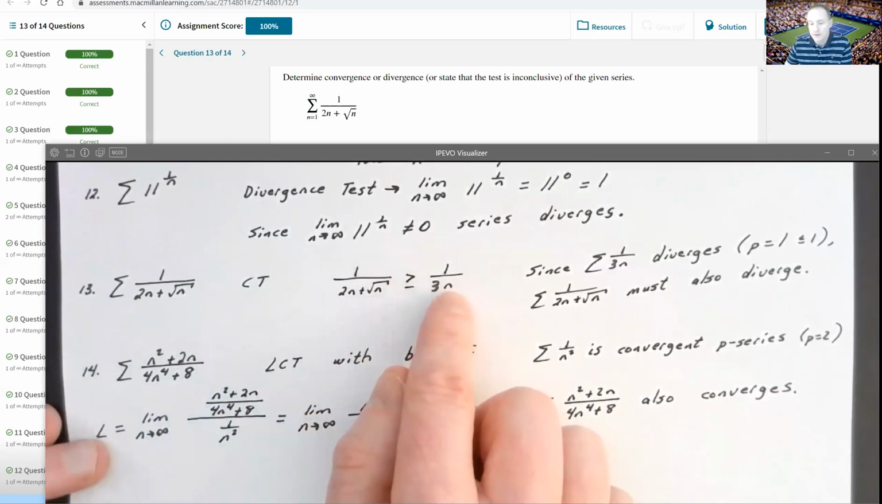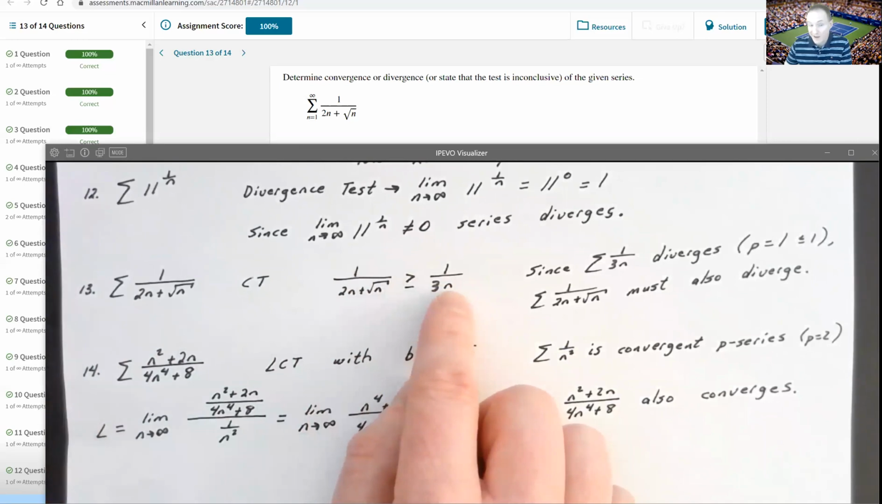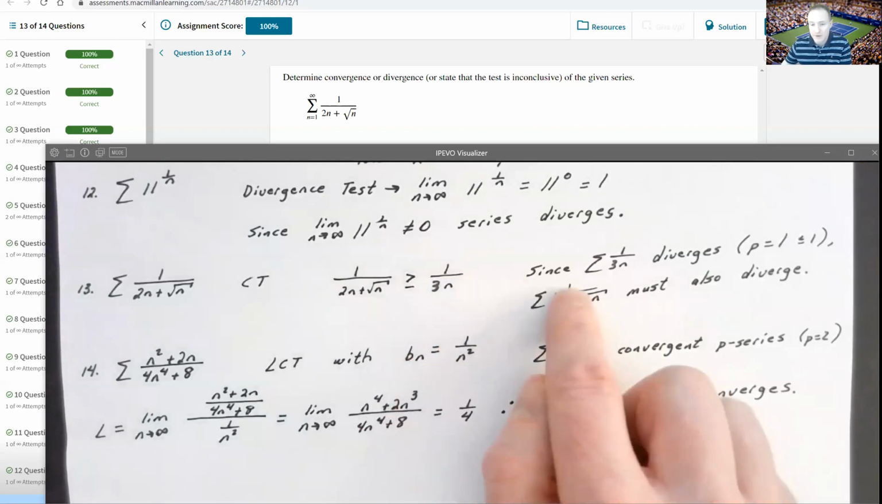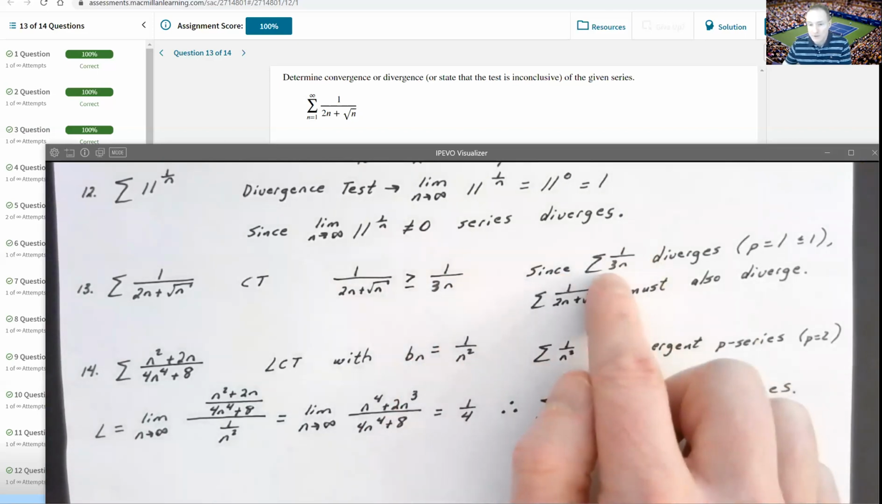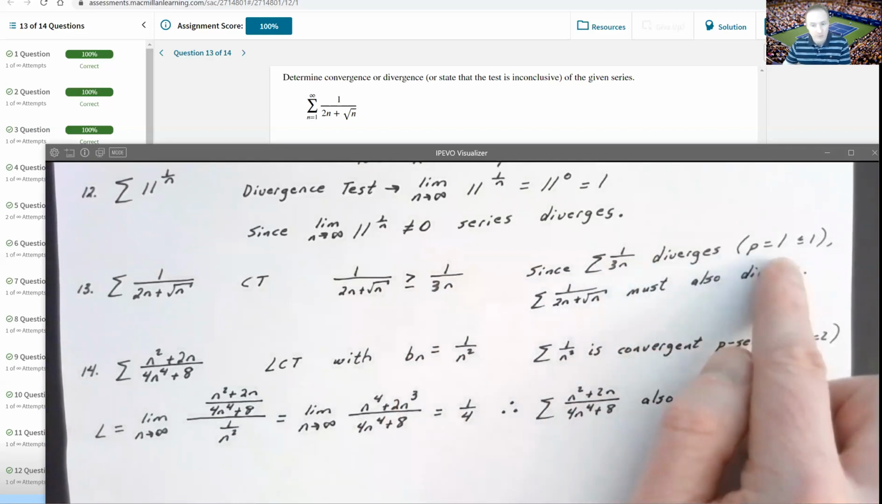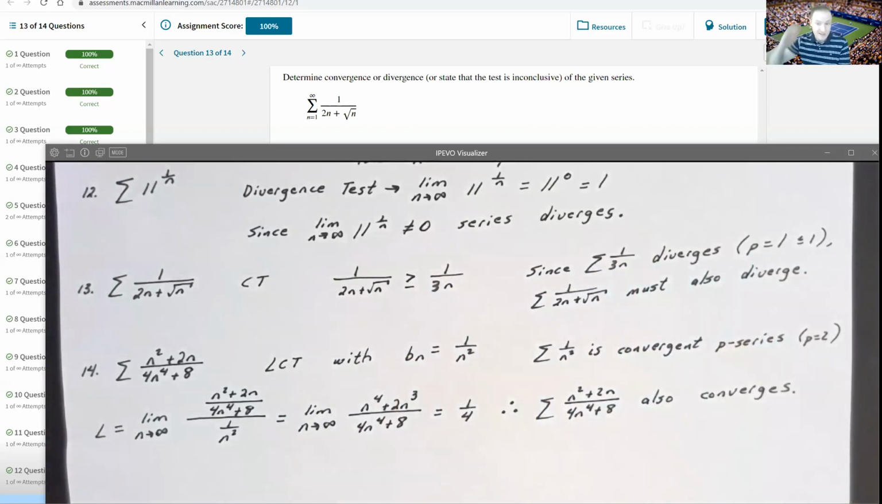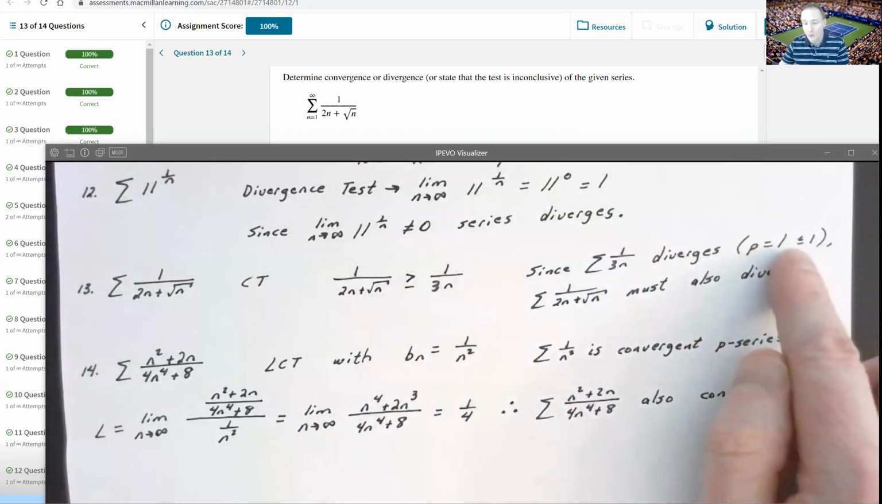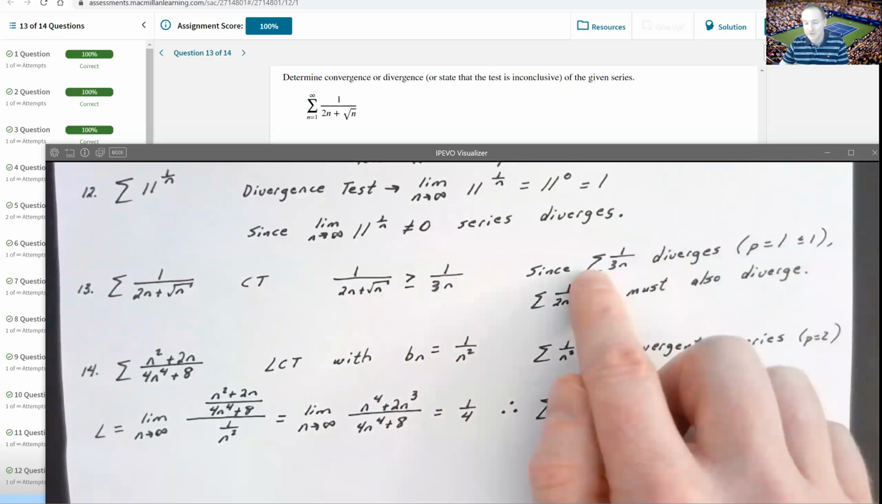Well, what do I know about the general term of this series? I know it's a p series with p equals 1 because the degree difference in the numerator and denominator is 1. So I can say, since 1 over 3n is a p series that diverges since p is 1, please remember the p series test tells you that it diverges anytime that degree difference is 1 or less than 1. Since p is 1, which is less than or equal to 1, this is a divergent series.